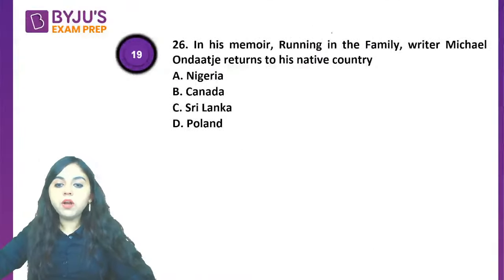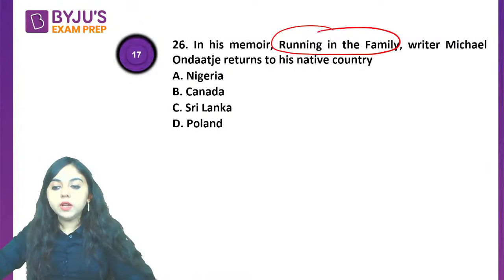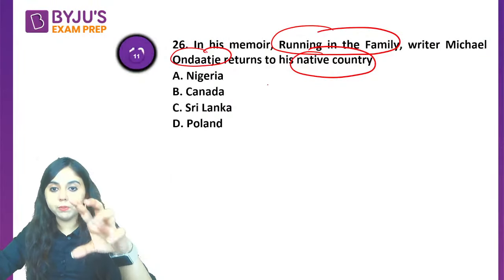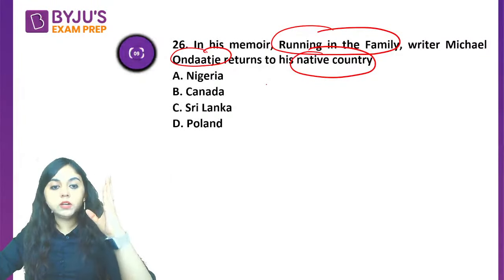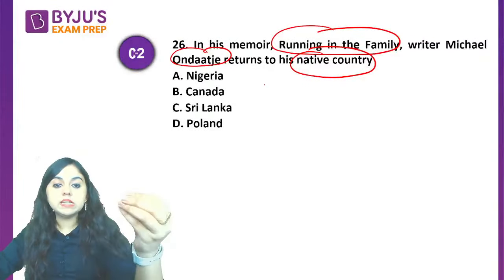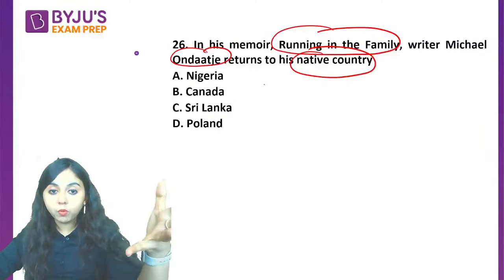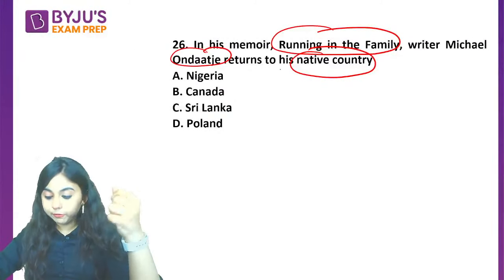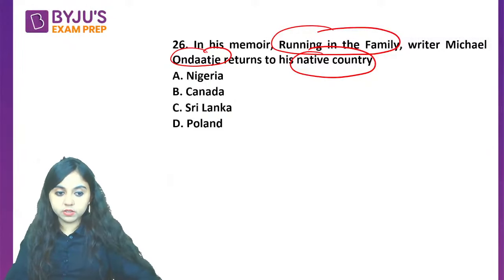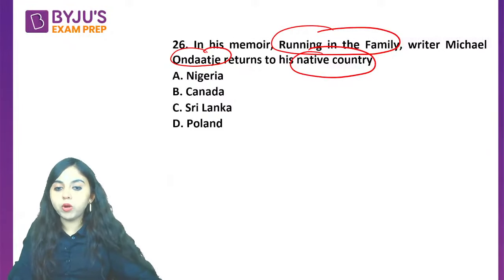In his memoir, Running in the Family, writer Michael Ondaatje returns to his native country. Which country is he returning to? So, memoirs, Michael Ondaatje, the Sri Lankan-born Canadian writer, writing The English Patient, a Booker Award-winning writer, writing Anil's Ghost as well. What is the right answer here? This is a fairly simple question. Two memoirs so far we've talked about.